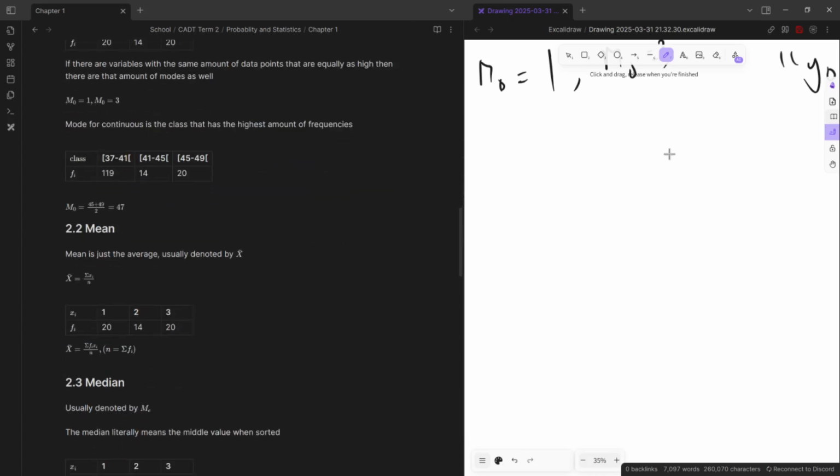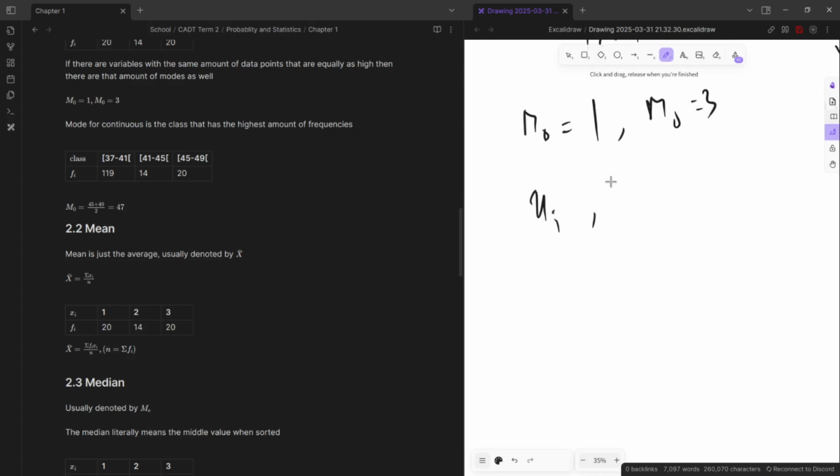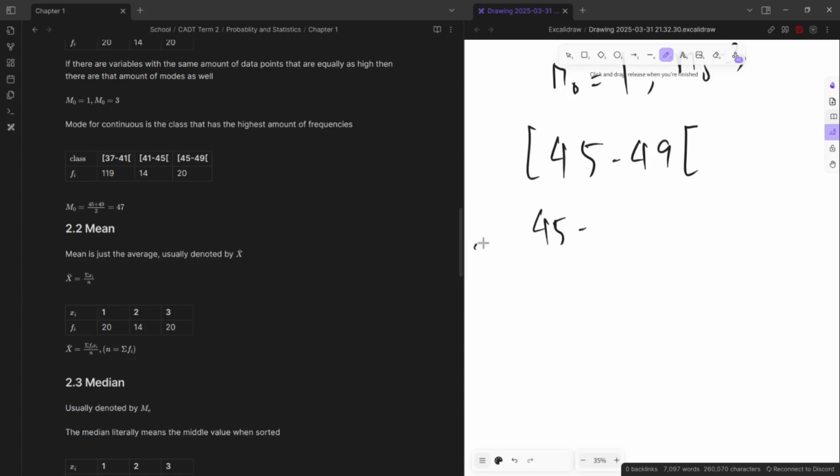For continuous data, it's just the addition of the classes divided by 2. So it's the picture, this thing of the classes that appears the most. Look, you can see on the left, this class appears 20 times. So the picture is our mode.